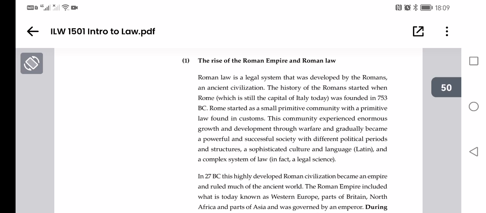Roman law is a legal system that was developed by the Romans, an ancient civilization. The history of Romans started when Rome, which is still the capital of Italy, was founded in 753 BC. Rome started as a small primitive community with a primitive law found in customs. This community experienced enormous growth and development through warfare and gradually became a powerful and successful society with different political periods and structures, a sophisticated culture and language, Latin, and a complex system of law, in fact, a legal science.